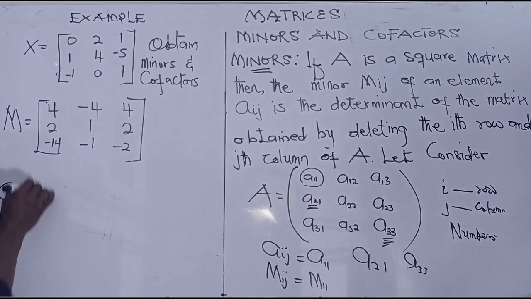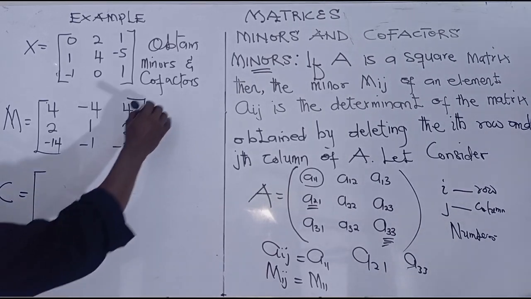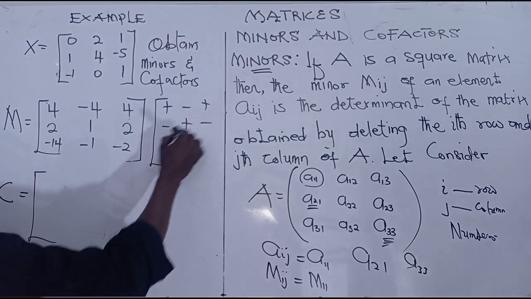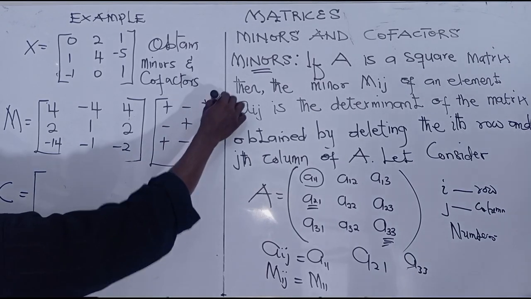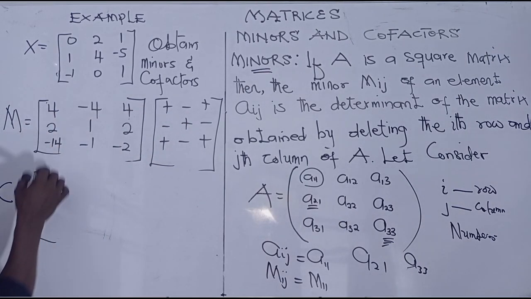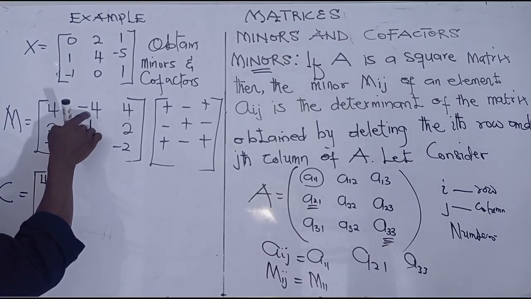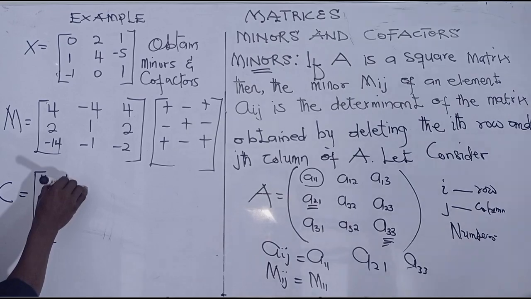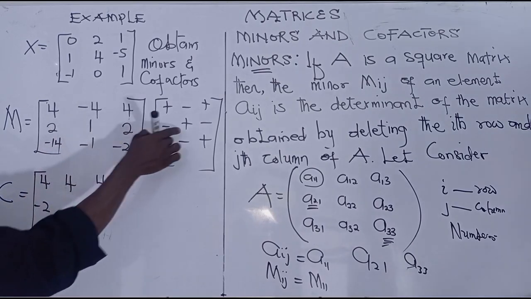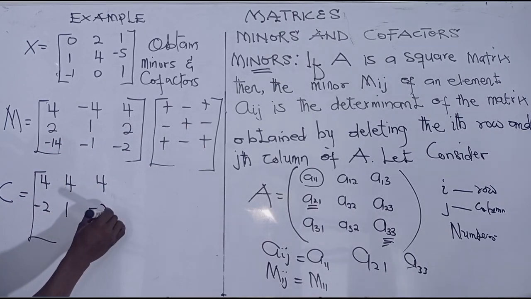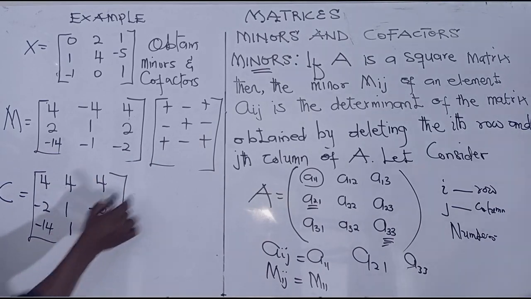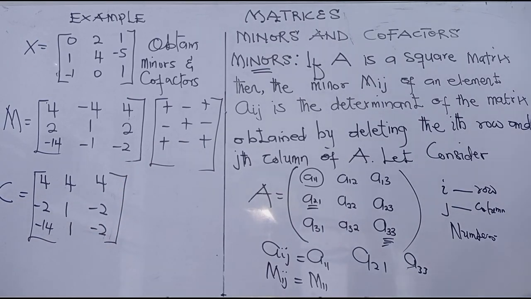So we have the cofactor. So the cofactor, as I said, we are going to multiply it by these signs: plus, minus, plus, minus, plus, minus, plus, minus, plus. So we are just going to multiply these signs by this number. So this is going to give us what? 4. So we have minus times minus 4 give us positive 4, and then we have positive 4. This is giving us minus 2. This is giving us 1. This is giving us minus 2. The last one we have minus 14. This is giving us positive 1, and this is giving us what? Minus 2.